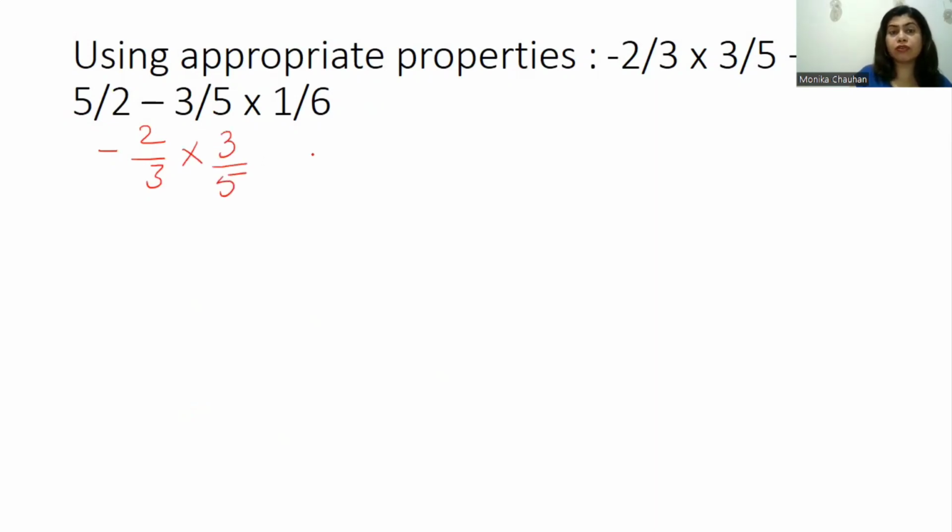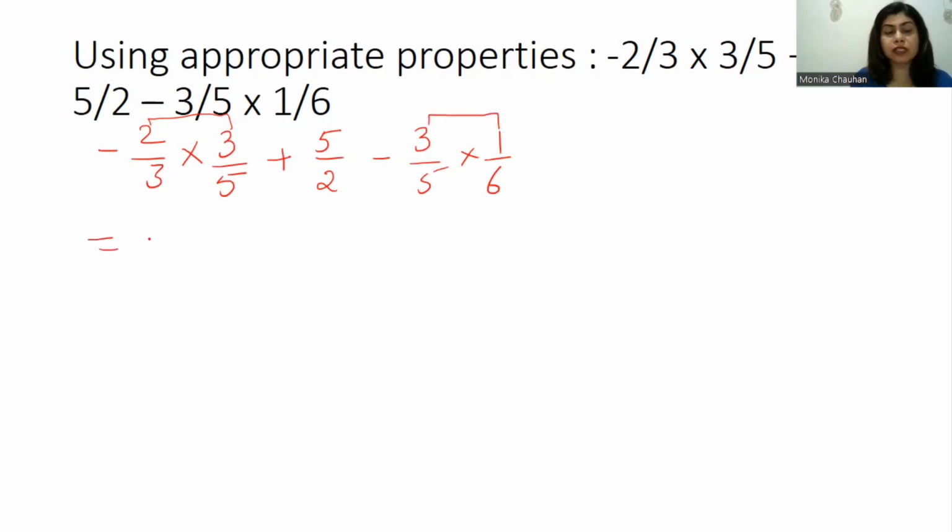Minus 2 upon 3 into 3 upon 5 plus 5 upon 2 minus 3 upon 5 into 1 upon 6. Now, tell me, can you rearrange this question? My next step would be rearranging it. If you see the multiplication, one term is this and the second term is this. I'm going to rearrange them. I'll write it first before this plus 5 by 2.